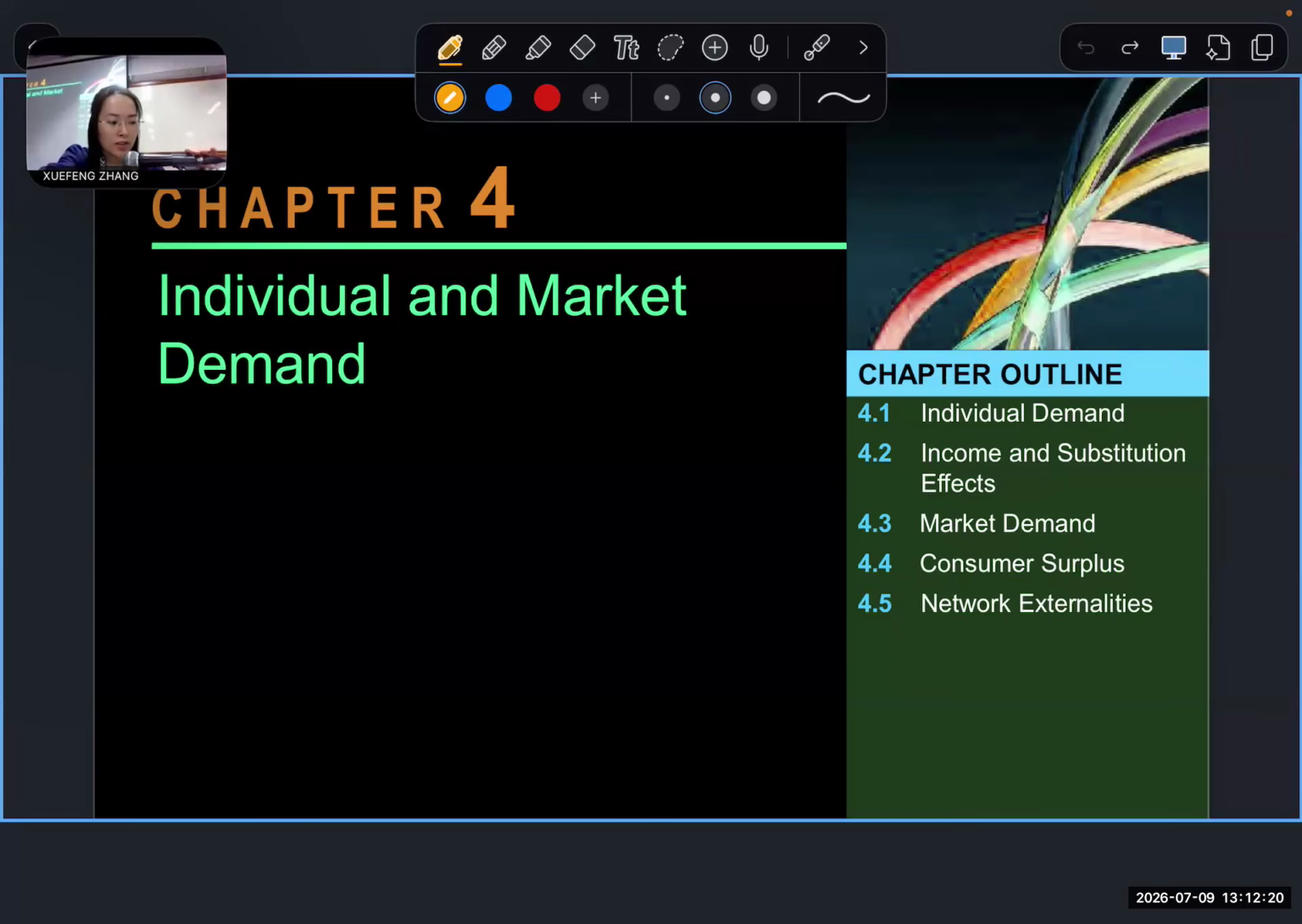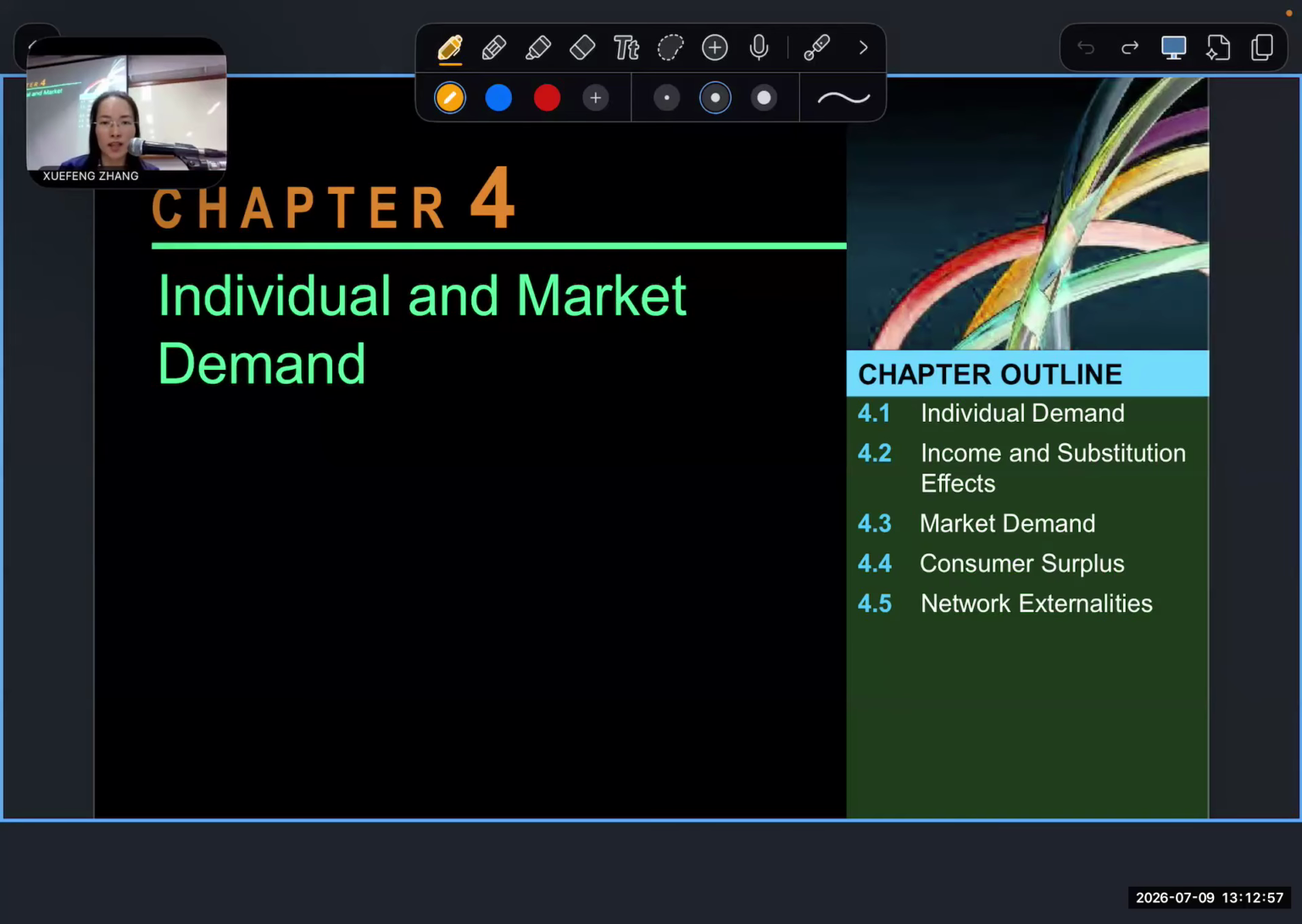Okay, so today we're gonna learn the new chapter, which is chapter 4, individual and market demand. But this is our second topic, okay? Remember in chapter 3, we found one optimal point, but here is the real question. What happens to that optimal point when prices change, okay? Chapter 4 is about tracking that shift and then scaling it up from one person to an entire market, okay?